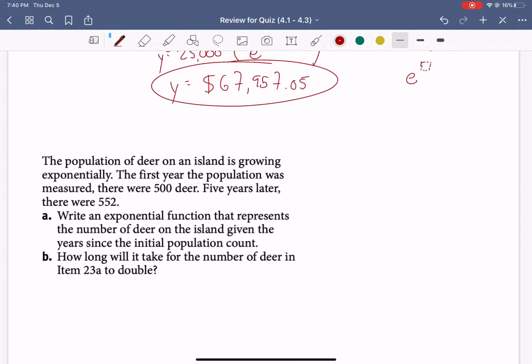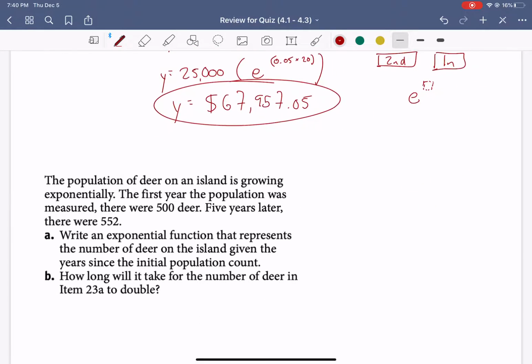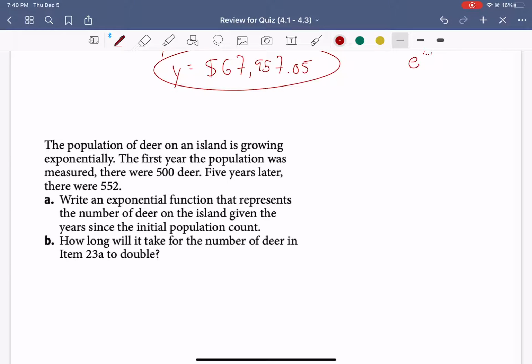All right, so let's see our last problem of this quiz review. The population of deer on an island is growing exponentially. The first year the population was measured, there were 500 deer. 5 years later, there's 552. All right. Write an exponential function that represents the number of deer on the island given the years since the initial population count.